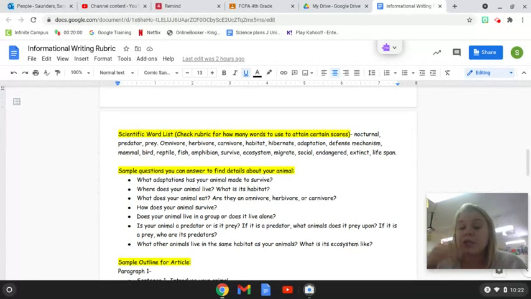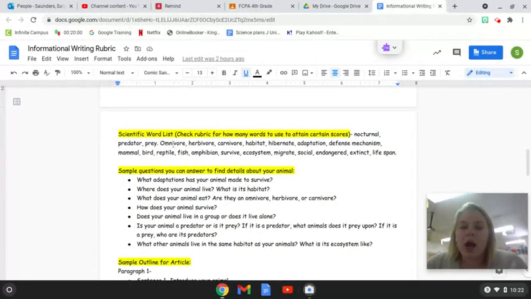In order to get the points, you not only have to use the words, but you have to use them correctly. If you're going to describe your animal to me, you're not going to use mammal, bird, reptile, fish, and amphibian, because your animal's only going to be one of them. You can't just put those as your 5 words because you're not going to be using them correctly in their context.